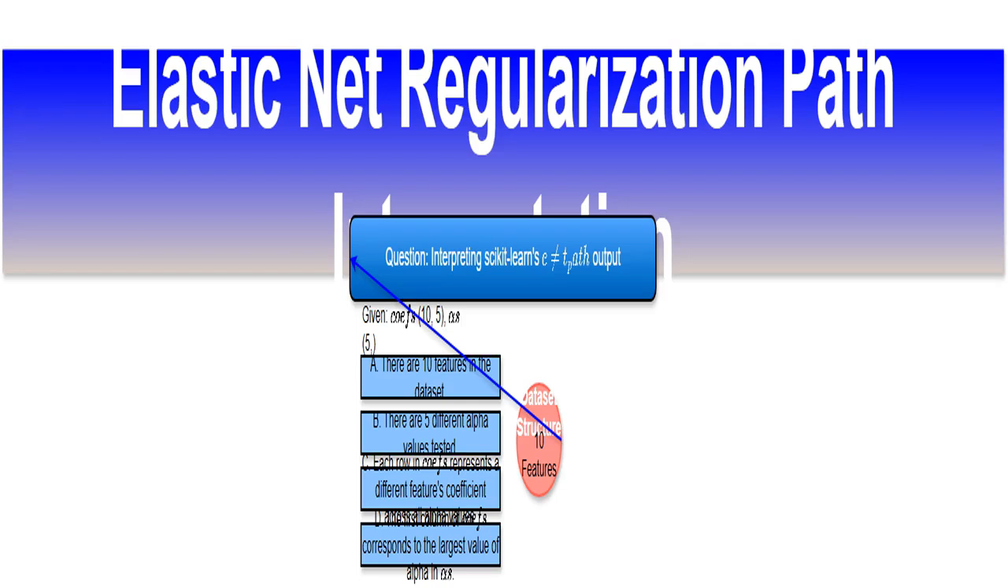I interpret this as understanding how the results from an elastic net model, specifically the regularization path, are presented and what they mean. The elastic net combines L1 and L2 regularization to improve model prediction accuracy and prevent overfitting. The regularization path shows how the model coefficients change as we adjust the regularization strength.